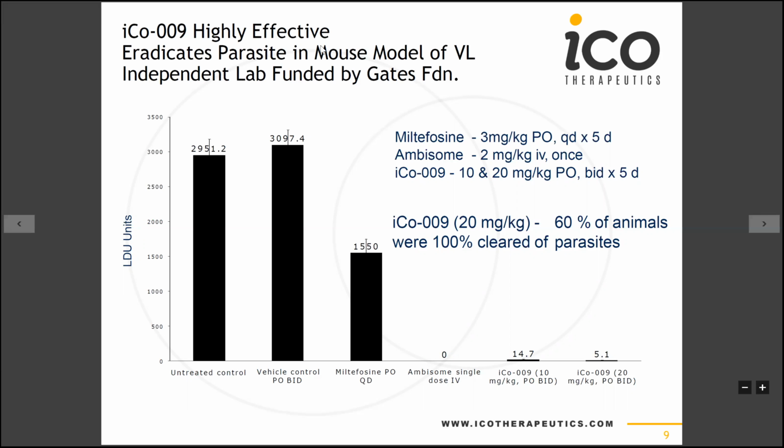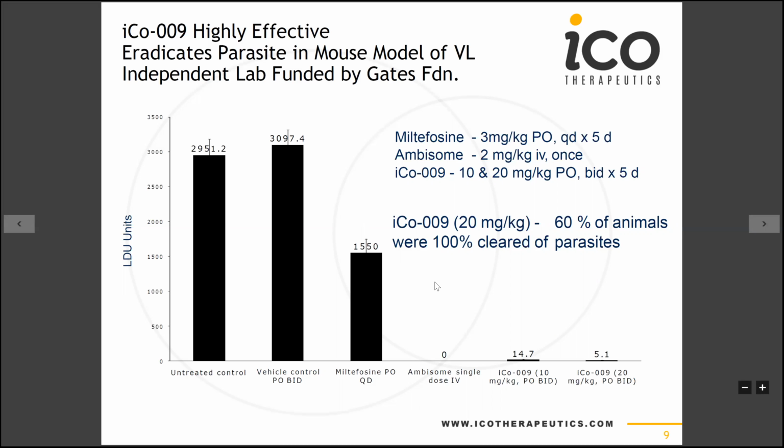So what we have here on the y-axis is the LDU units, the Leishman parasite units that is found in the liver. And on the x-axis are different treatment groups. We have the untreated group. We have the vehicle control, which is the formulation but without Amphotericin B. We have miltefosine, which is the positive control, which we gave at 3 mg/kg PO QD times 5 days. And at this time, that was the kind of dose that was actually administered in the clinic and on the ground. Then we had AmBisome, which is the liposomal formulation of AmB, the parenteral formulation as a positive control. And you could see that it was very effective at 2 mg/kg.